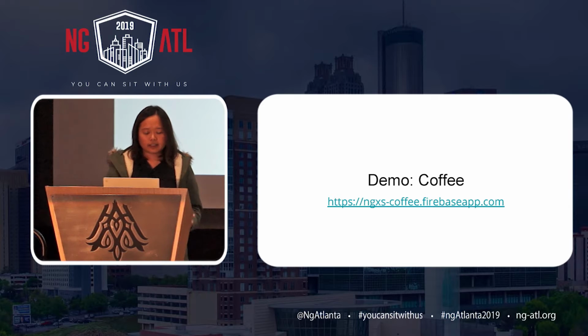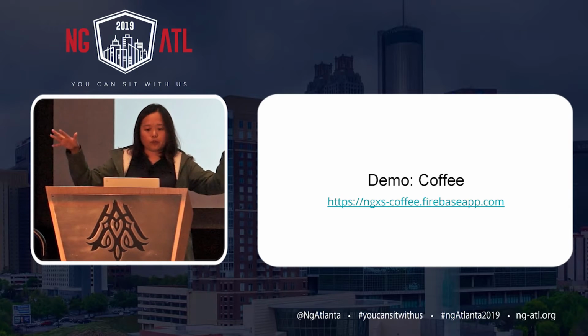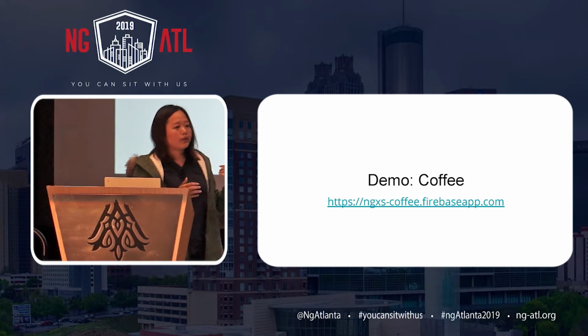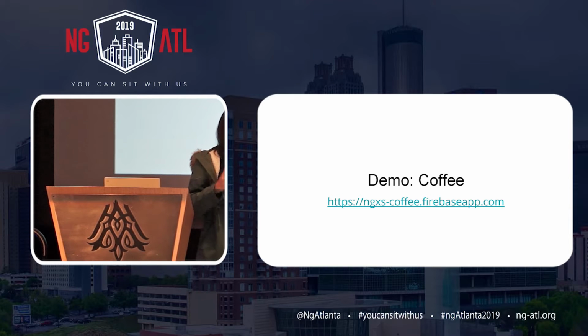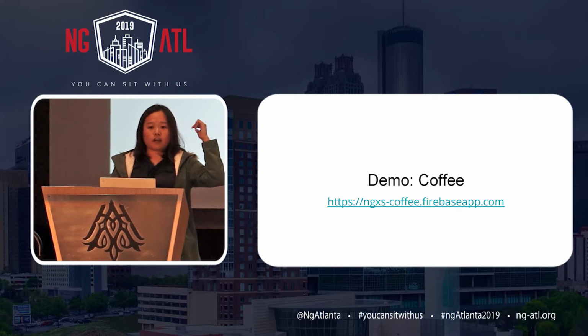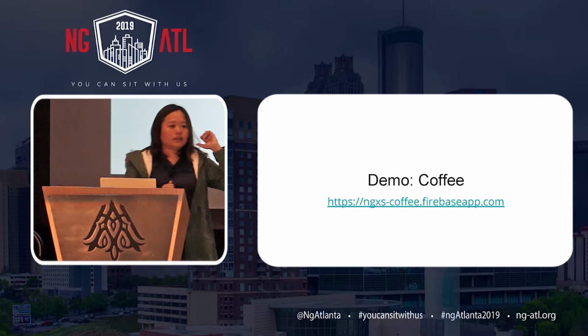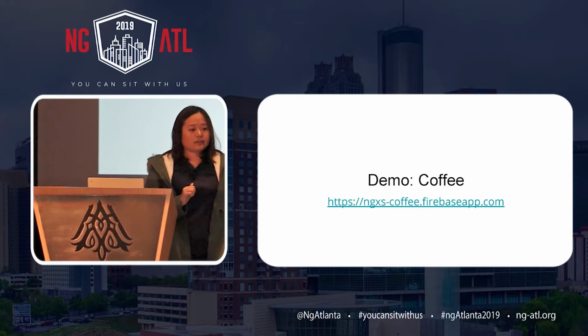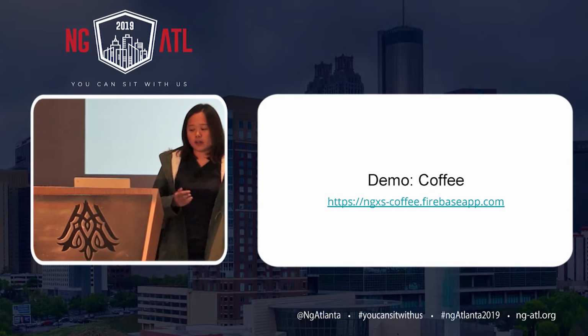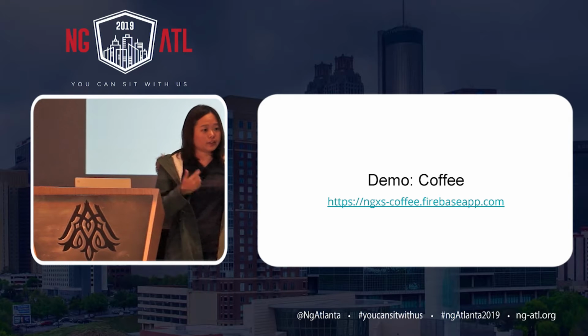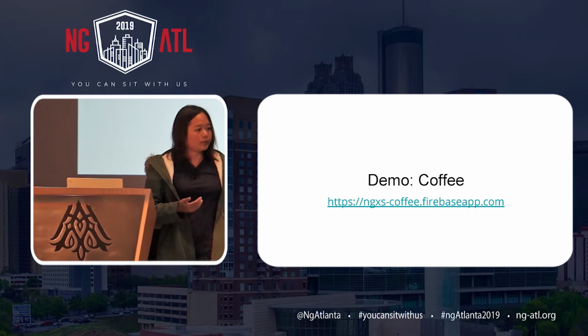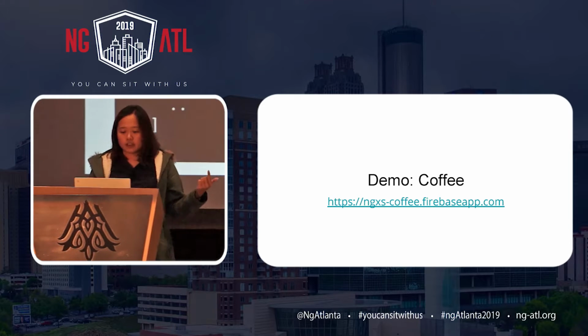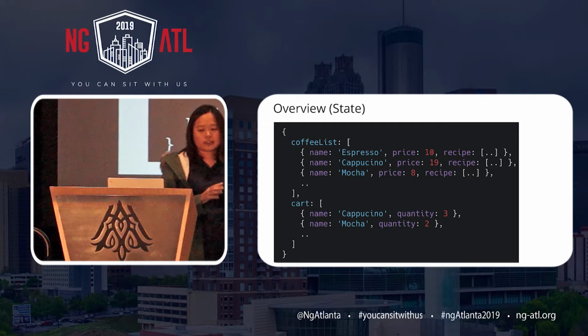But before we do that, let's take a look at the overall application. The first thing when we use state management is to think and decide what state is available in your application. In the coffee app that I showed just now, there are two properties that we need to store. One is the coffee list, because we need a variable to store the coffee list. The other one is the cart list, which stores the cart and the quantity. So your state might look something like this.